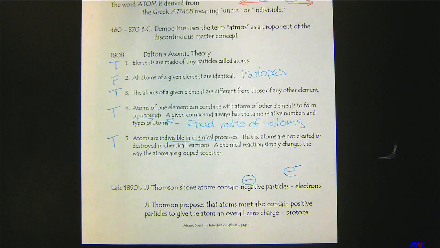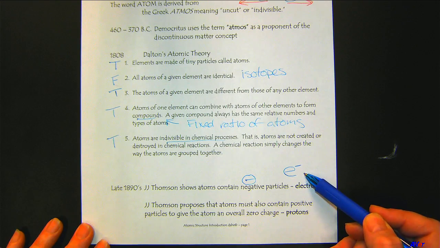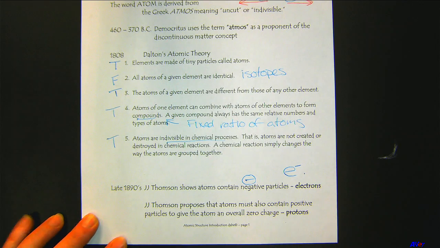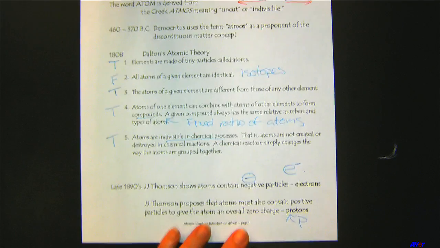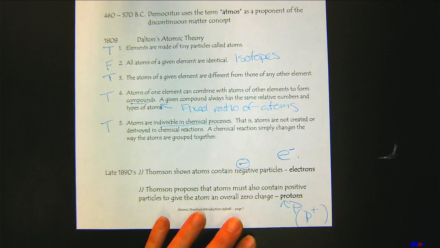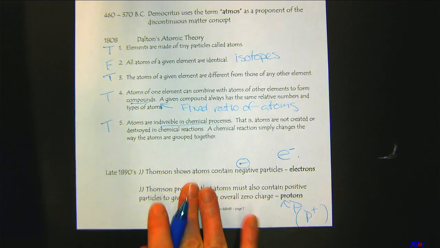So if atoms are neutral and we found an object within them that has a negative charge, then there must be something that has positive charge. And so those are the protons. Interestingly, for some reason, we don't put the plus on the P for protons like we do the minus on the e for electrons. I don't know what that's about, but just so you're not expecting it, okay? So we just know the protons are +1.